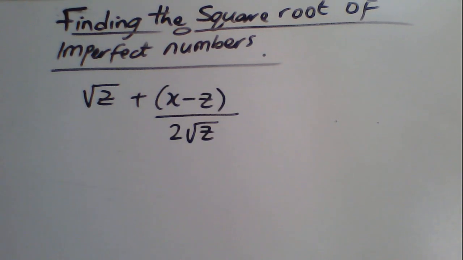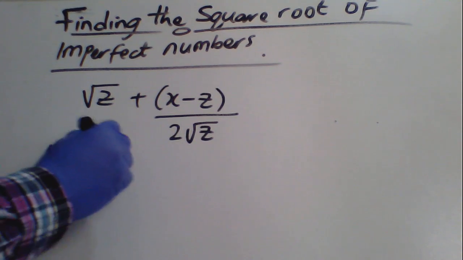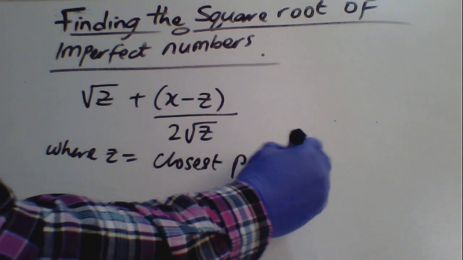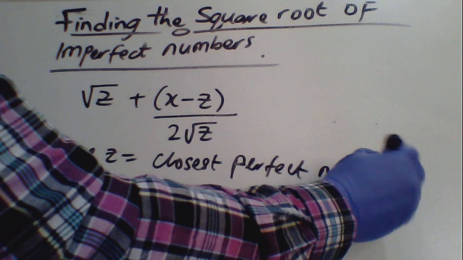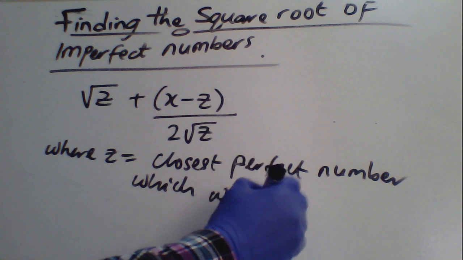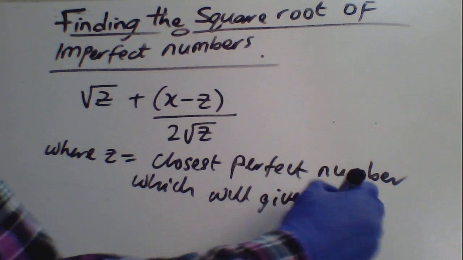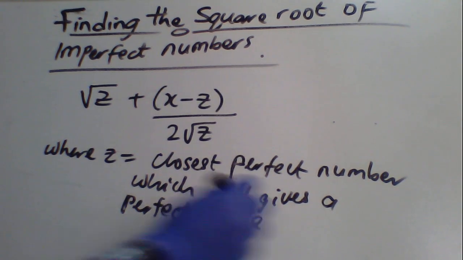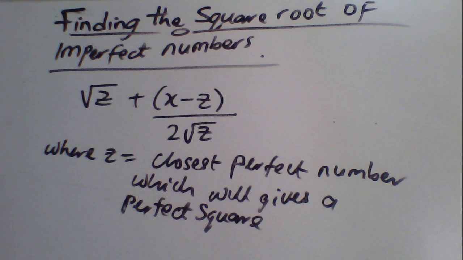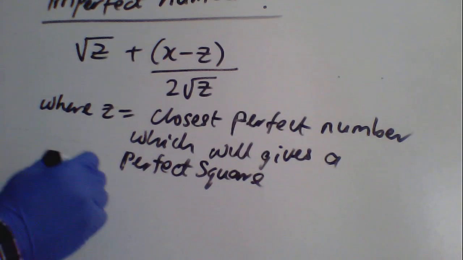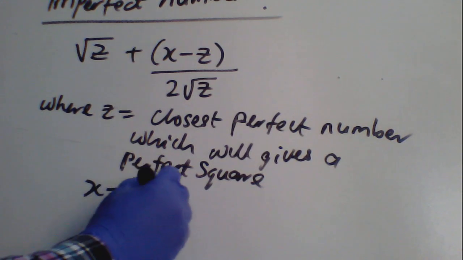So this is the formula we are to use in this case, where z is equal to the closest perfect number which will give us a perfect square. So in this case z is the closest perfect number which will give us a perfect square, and then x, as you can see, is equal to the given number.